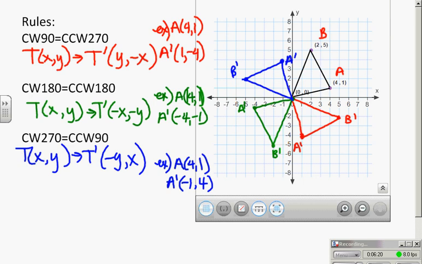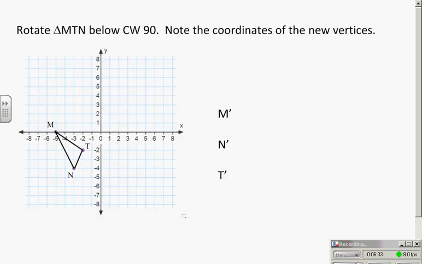And you can start to get a hint about the artwork that actually is built from translations, rotations, reflections that create tessellations and other neat patterned artwork. We have 2 quick examples for our lesson. We're going to rotate the triangle clockwise 90.